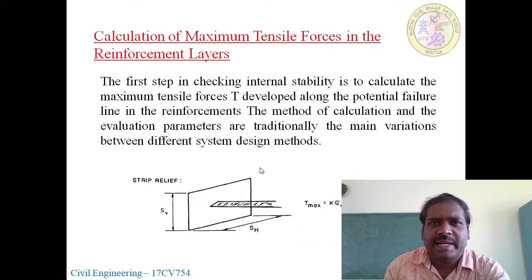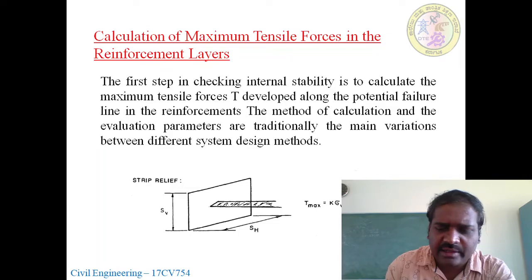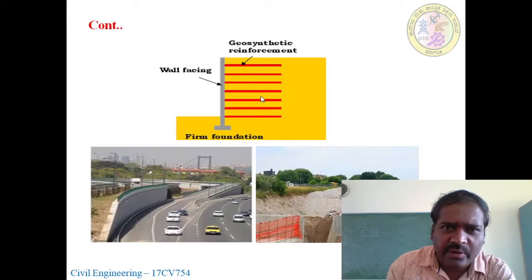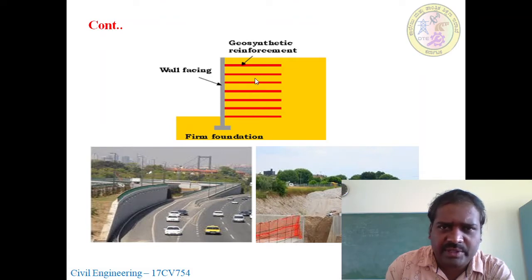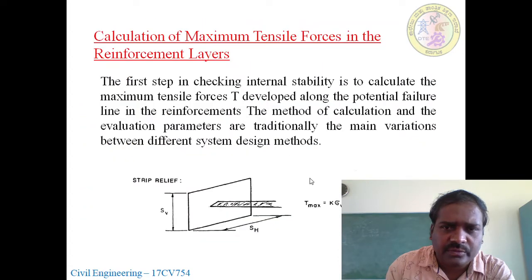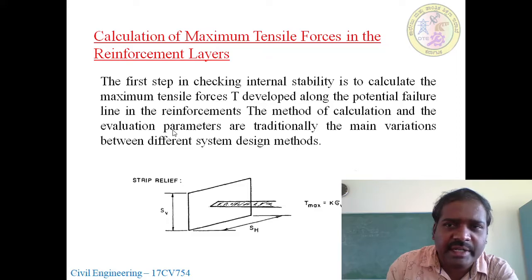And the calculation of maximum tensile forces in the reinforcement layer. Here we have to calculate the maximum tensile force that will be developed within the reinforcement zone. So here there will be the equation T max equals K gamma S V S H. The first step in checking the internal stability is to calculate the maximum tensile forces T developed along the potential failure line in the reinforcement. The method of calculation and the evaluation parameters are traditionally the main variations between the different design methods.